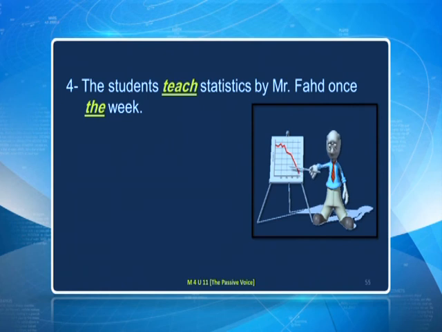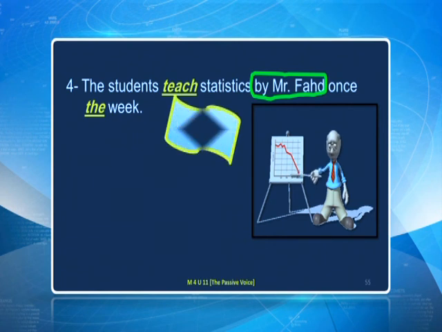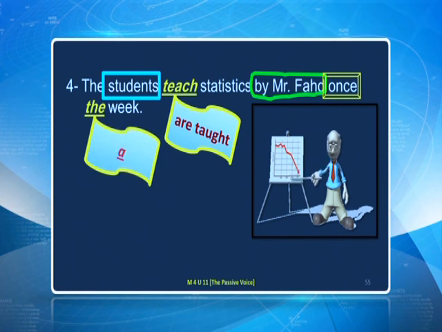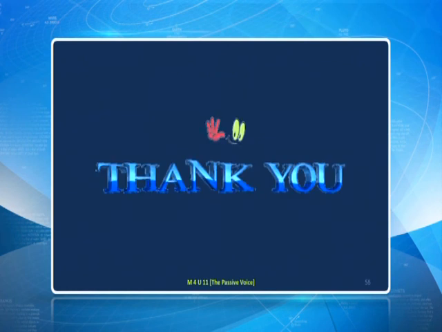Another example, the students teach statistics by Mr. Fahd once a week. Of course, Mr. Fahd here is the doer, which comes at the end of the passive voice. Teach is not correct because it must be put in the passive, so we have to put the verb be. And here we have once, which means one time per week. So we have to concentrate on the verb here, which is in the plural. Our sentence is are taught. And the is not correct here because it should be replaced by a.